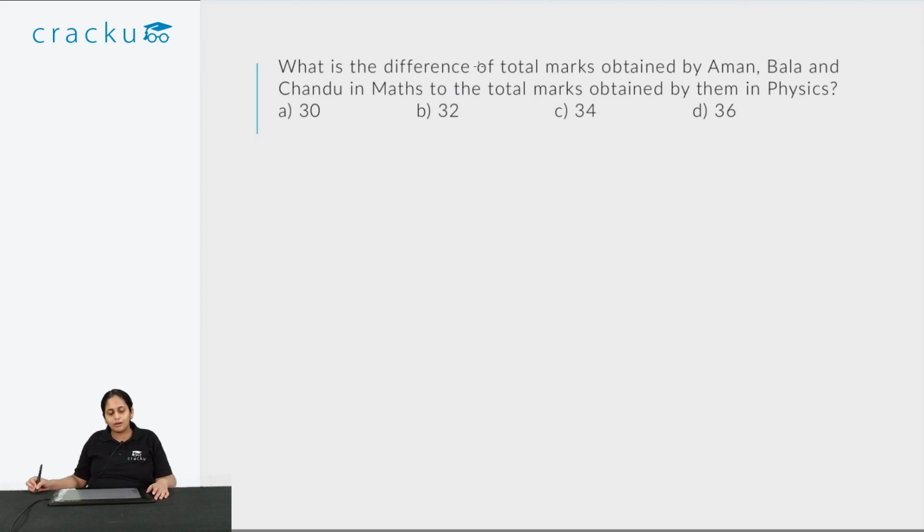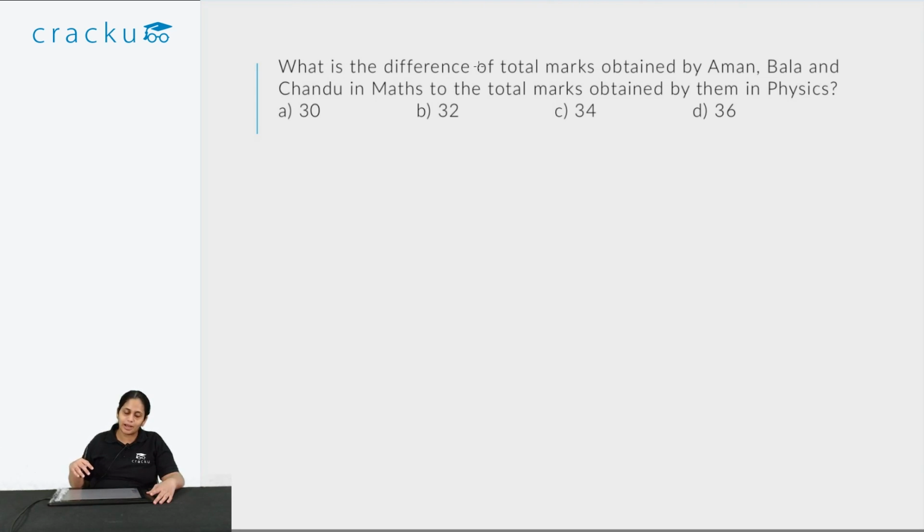What is the difference of total marks obtained by Aman, Bala and Chandu in maths to the total marks obtained by them in physics. So I know that in B and C we don't know which got which, but one of them got one value and the other got the other value. So this cannot be determined uniquely.